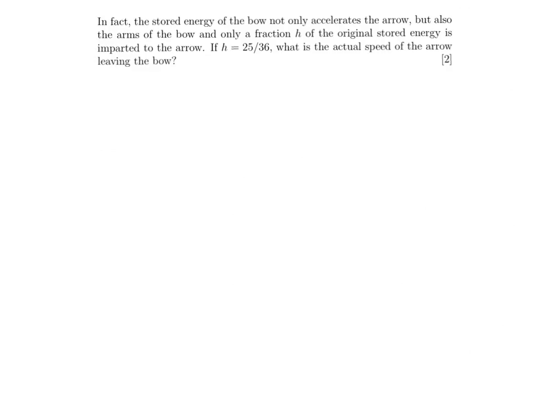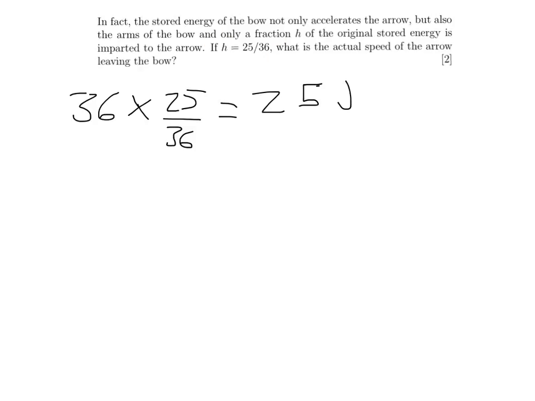Now we're told in this question that some of the stored energy doesn't go into accelerating the arrow, but it accelerates the arms of the bow instead. So it's very tempting to just take this fraction that they've got here and just multiply that by the velocity, but we've got to make sure that it's not the velocity that's reduced by this, it's the energy that's reduced by this. So we're taking the 36 joules of energy that was stored before, and we're multiplying it by this factor, so it's 25 joules of energy left over, and that's the energy that goes into propelling the arrow forward.